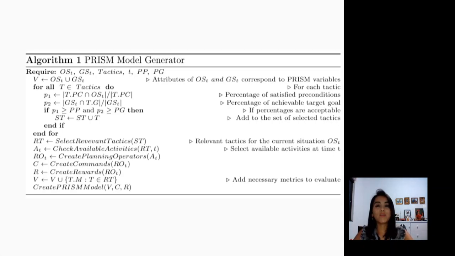And also we need to evaluate if the goal from the tactic is related to our goal. So this percentage will allow us to select relevant tactics to show to the knowledge worker. After that, we present this list of relevant tactics, and the knowledge workers will use their experience and knowledge to again select the relevant tactics to do the MDP model. After that, we check the availability of the activities, create the planning operator, create the commands, create rewards, and finally create the MDP model on PRISM.